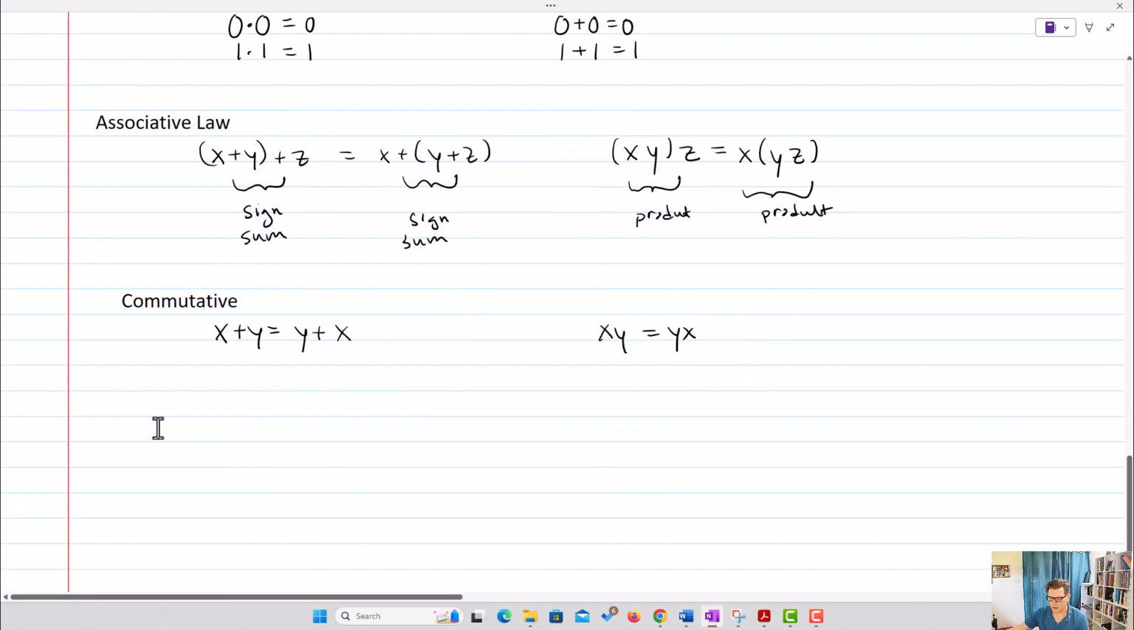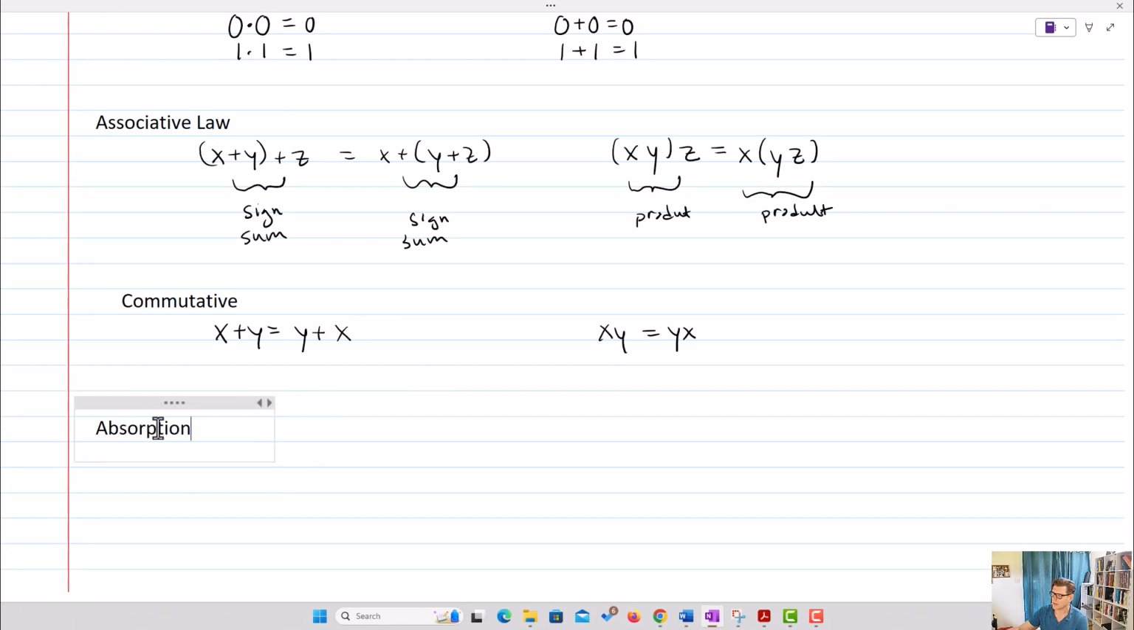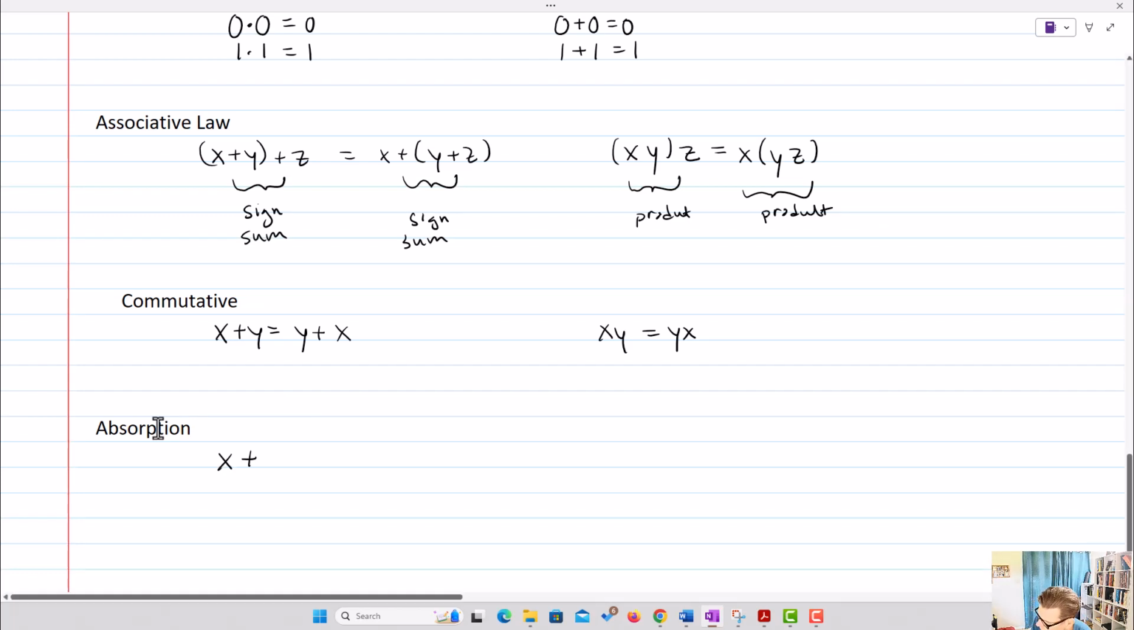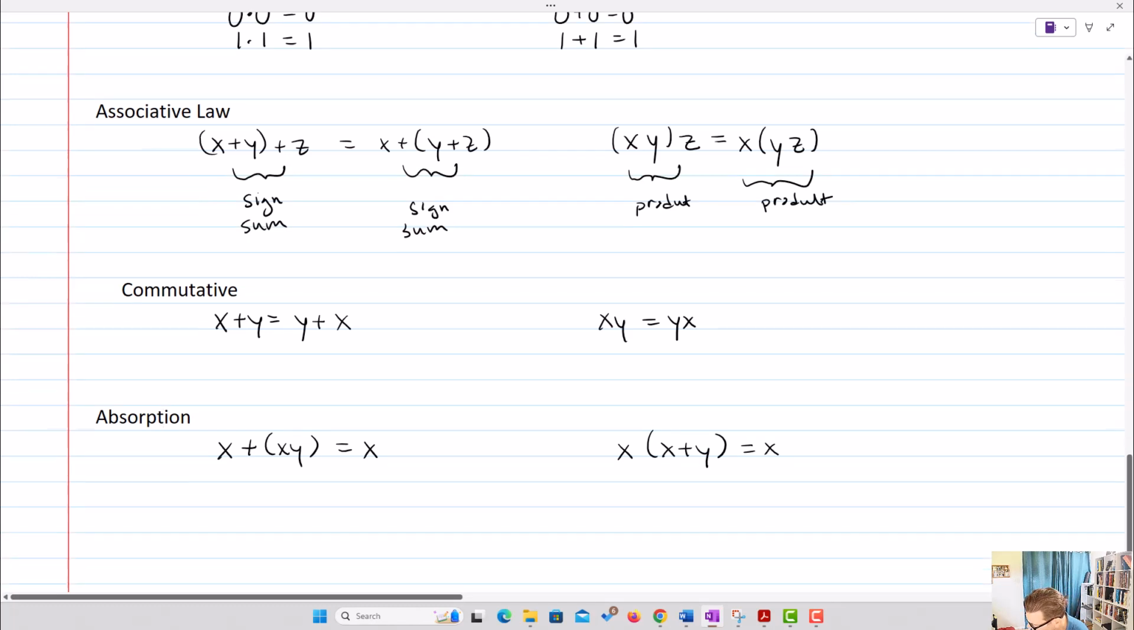The next one that I want to do is something called absorption. We're actually going to utilize a table in order to show you how absorption works. The absorption law states that x plus xy is going to equal x, and also x times (x plus y) is going to equal x. So let's take a look at a table.